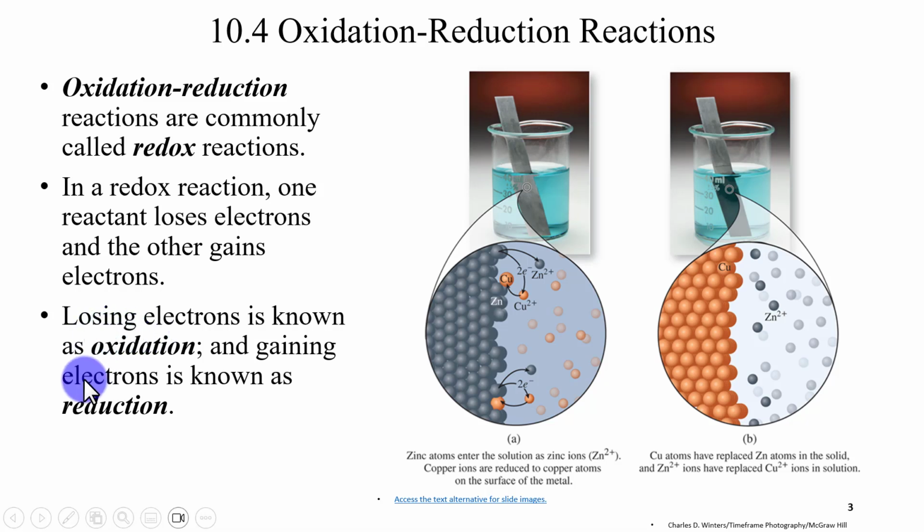The loss of electrons is oxidation, and the gain of electrons is reduction. So reduction and oxidation are opposite processes that occur simultaneously, but in oxidation, you lose electrons. Losing electrons means you're losing negative charge, so the element is becoming more positive. Reduction is the opposite. You're becoming more negative because you're gaining electrons and therefore you're gaining negative charge.